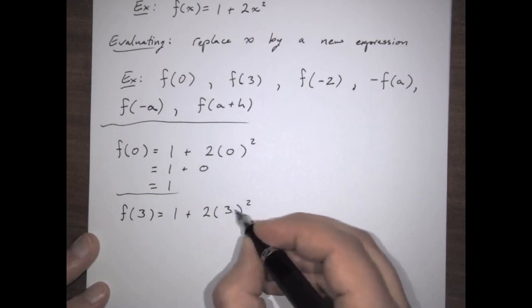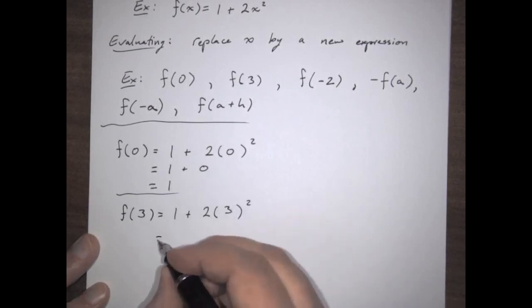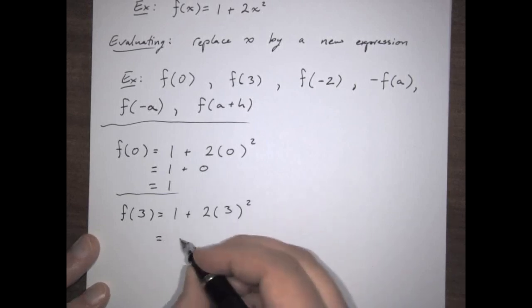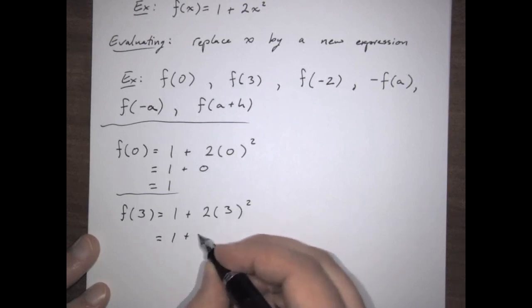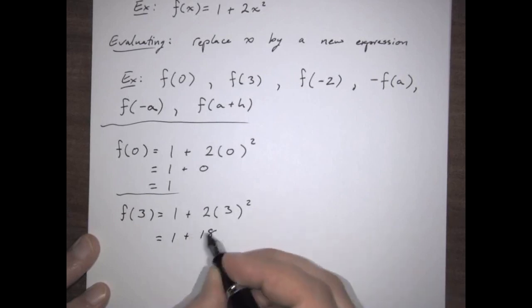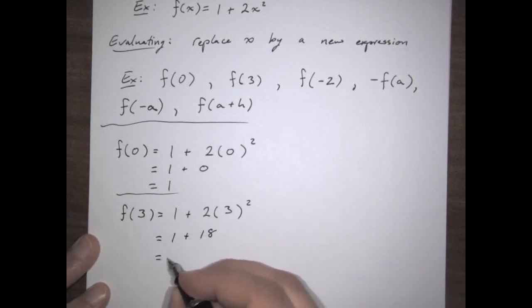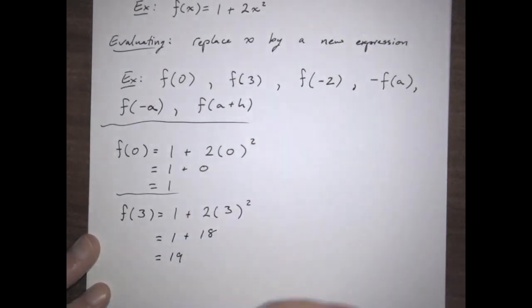So now we evaluate it again, working our way from the inside out. First we square the 3. Then we multiply it by 2. Alright, so let's figure that out. 3 squared is 9, times 2 makes it 18. Then we have 1 plus 18, so 19. So that's what we get when we evaluate f of 3.